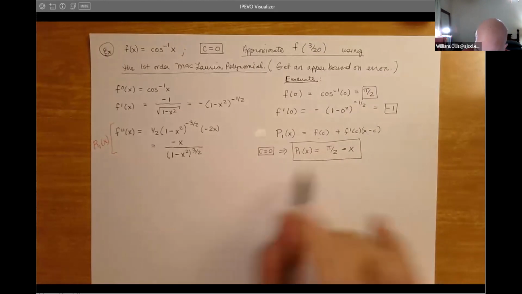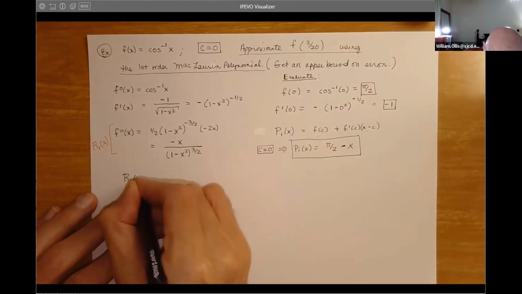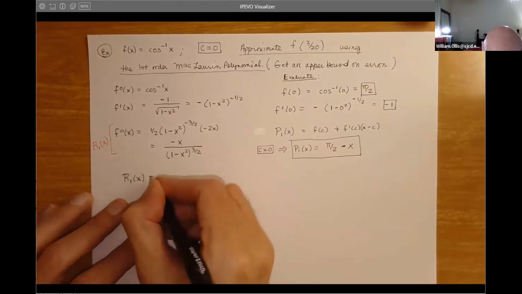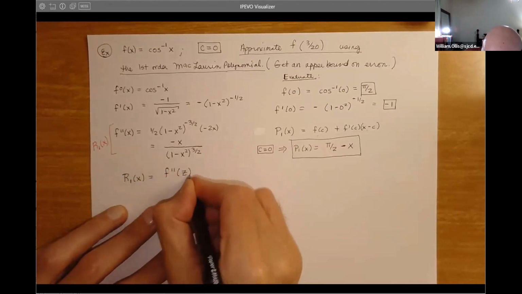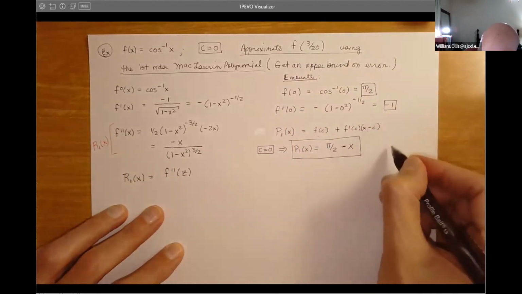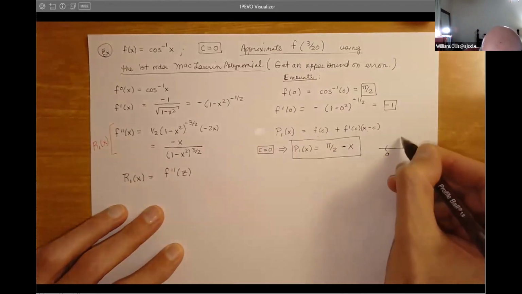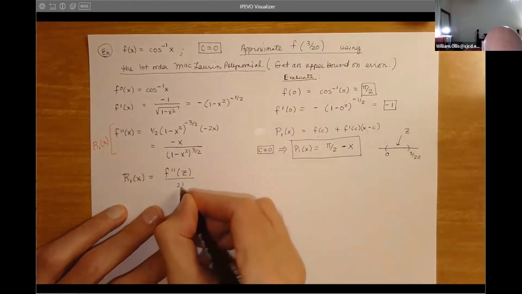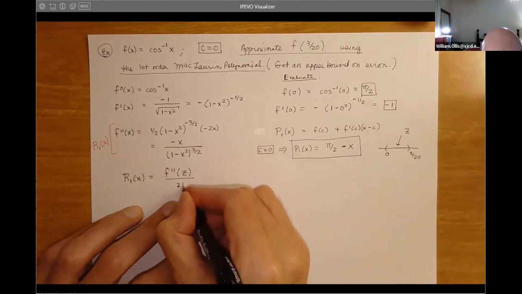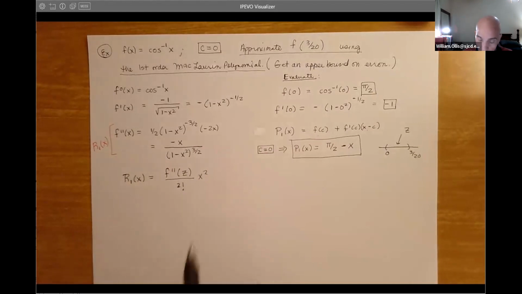So now what we're going to do is just analyze this. So remember R1, let's write down what it is. The remainder will be f double prime at some z, again, between, so we're thinking this way, we've got 0 and we've got 3 over 20, and z lives somewhere in between, divided by 2 factorial, in this case, and then we just have an x squared. So that's basically what the remainder is going to be, and we're going to look at its absolute value.